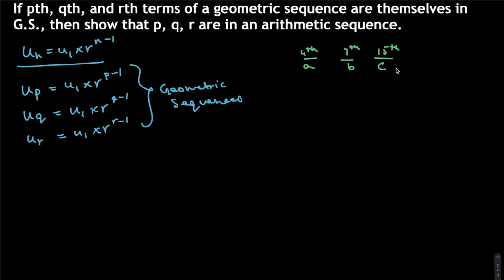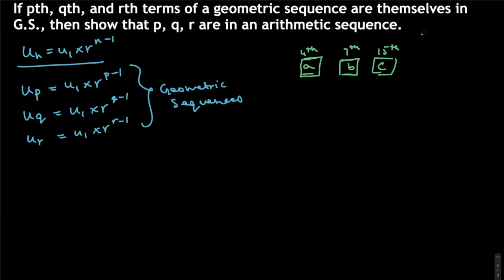These numbers are in some geometric sequence, and this is the fourth term of the geometric sequence, the seventh term, and the 15th term. So what this question is telling us is that these terms are also in a geometric sequence within themselves. So technically, these terms also create a new geometric sequence. This is the key to understanding this question.